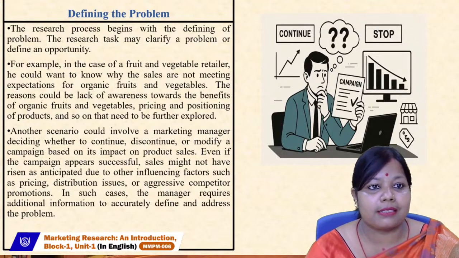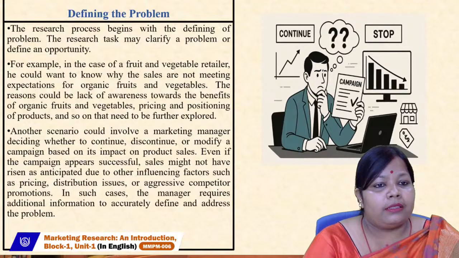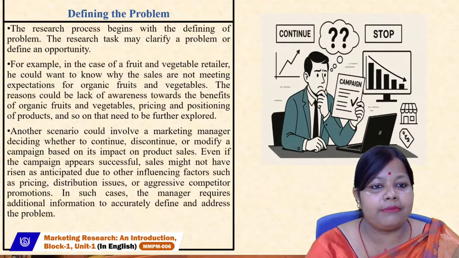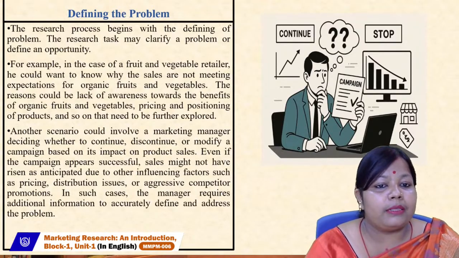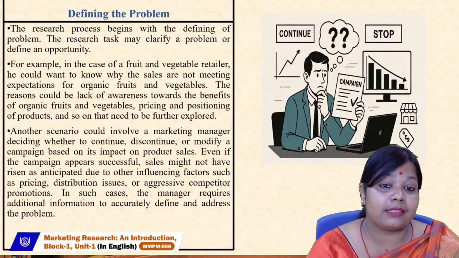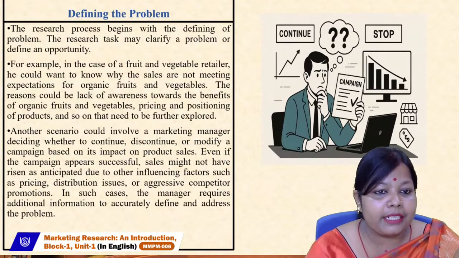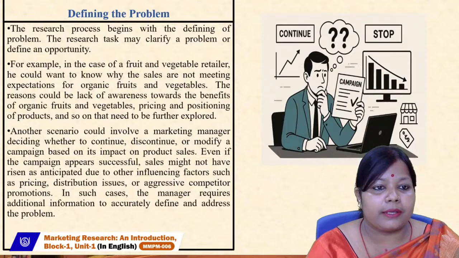Here, as we said, the first step of the research process is defining the problem. The problem faced by the seller of organic fruits and vegetables is that he is asking what is the reason behind it, why sales are not meeting expectations. Then, what are the possible reasons? I mentioned only two main reasons: lack of awareness towards the benefits of organic fruits and vegetables, or pricing or positioning of the product, and so on. It may be anything, but initially these may be the reasons why sales are not meeting expectations.